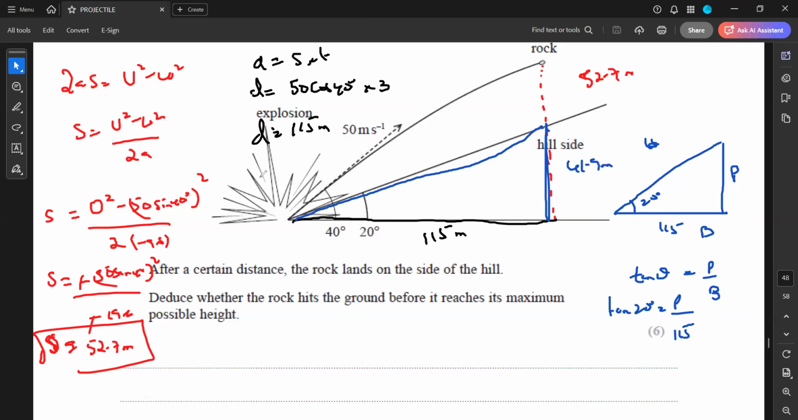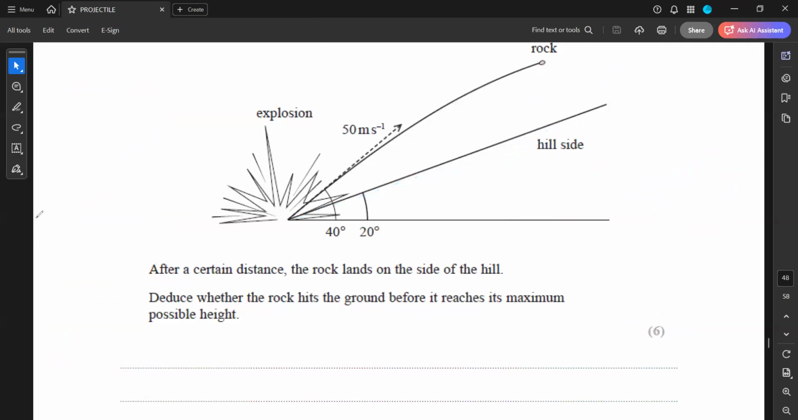So the question was to deduce whether the rock hits the hill before reaching the maximum height. When the rock reaches the maximum height, the rock will be at a height of about 53 meter and the hill is only about 42 meters at that same horizontal distance. So it means the rock will not hit the hill before reaching the maximum height.